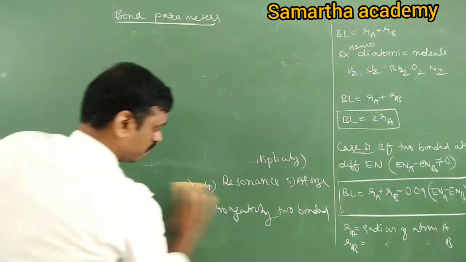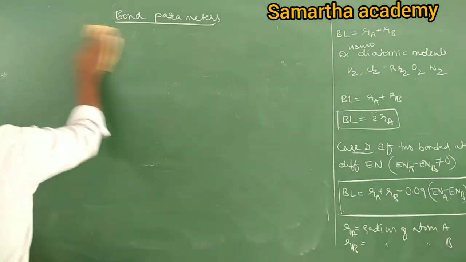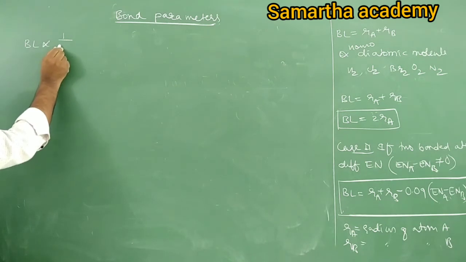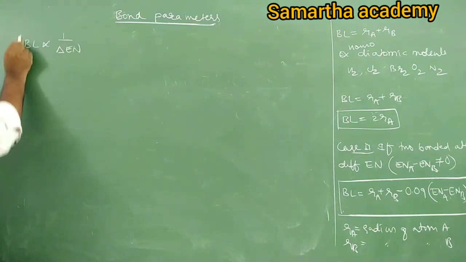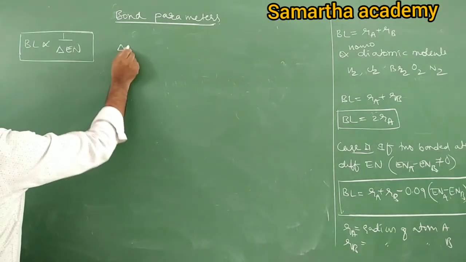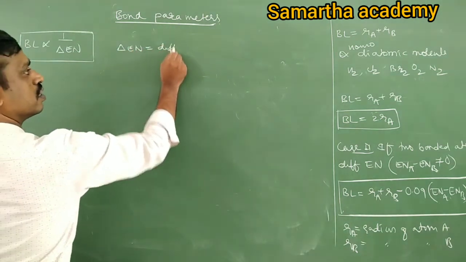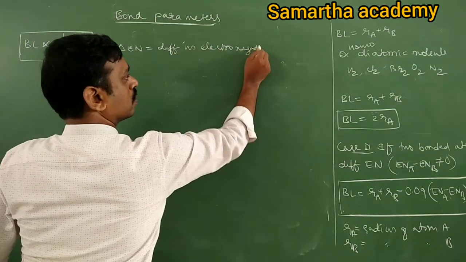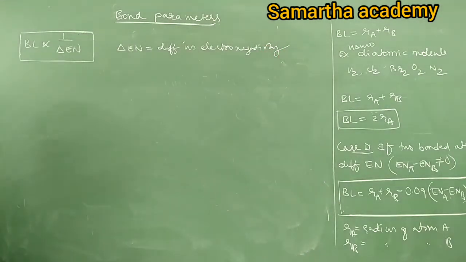But generally, when you see the relation between electronegativity and bond length, bond length is inversely proportional to difference in electronegativity. Important. Where delta EN is the difference in electronegativity. It means if the difference in electronegativity is more, bond length is less. If the difference in electronegativity is less, bond length is more.